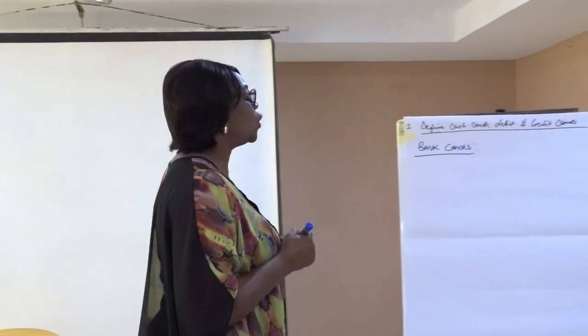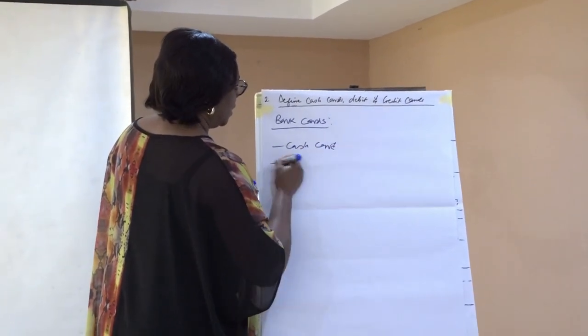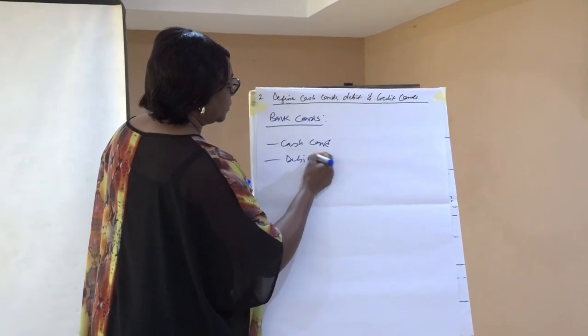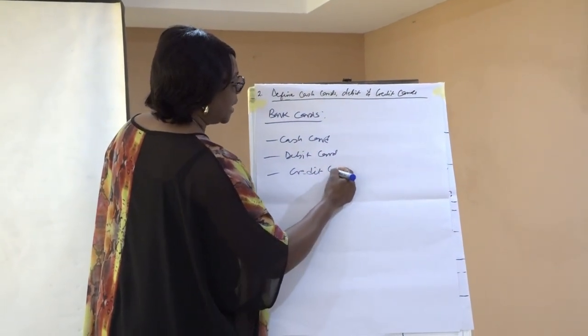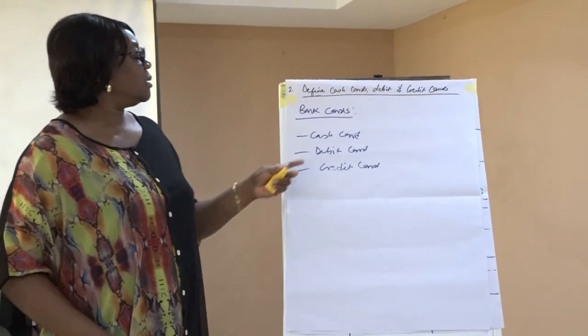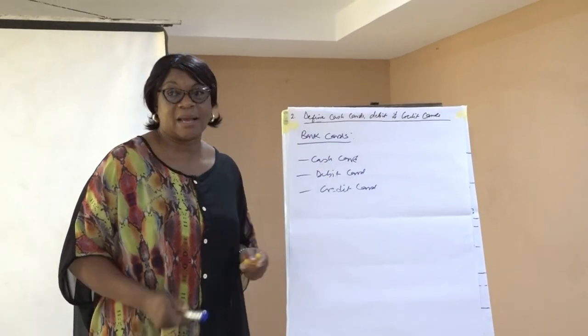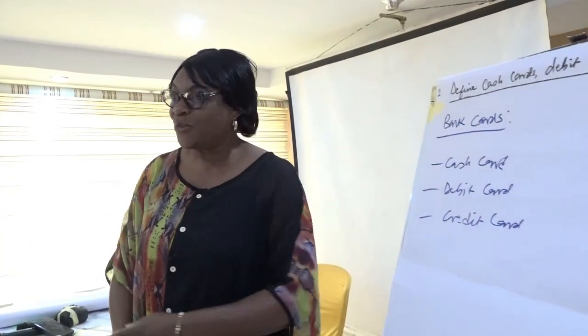And these bank cards include the cash card, the debit card, and the credit card. So can somebody tell us what these are? Do you have an idea? They're different definitions. You know them, you carry them around, but can you tell us their differences?